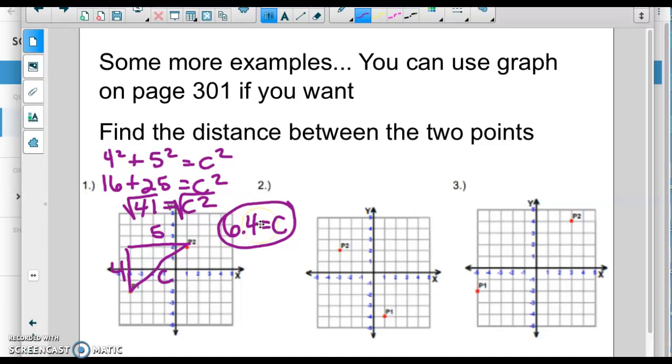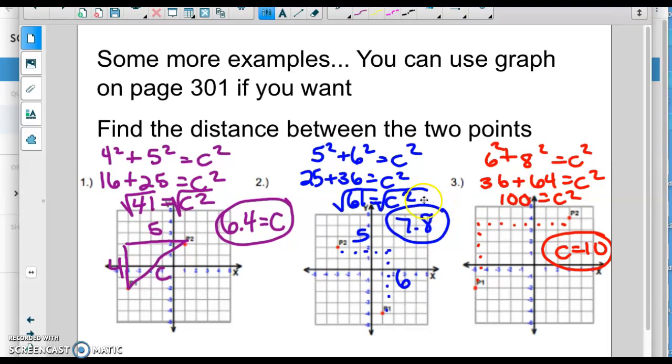So I'd encourage you to pause here and try out numbers 2 and 3. I'm just going to show the work. I'm not going to walk you all through it. So pause here and try out 2 and 3. So the second one, if you rounded to the nearest tenth, you got 7.8. And then the third one was kind of cool. It ended up being a Pythagorean triple. This is a 6, 8, 10 triangle. So you ended up getting an even 10. You did not have to round that to the nearest tenth.